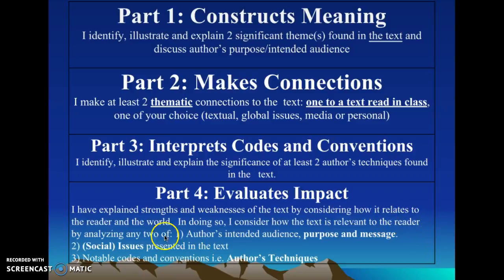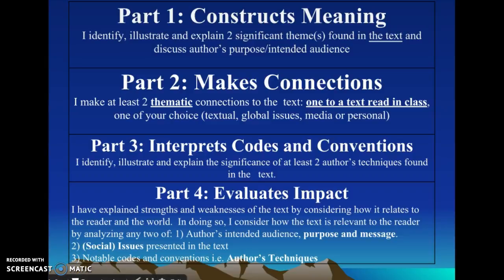and you consider how it relates to the reader and to the world. In doing so, you consider the text is relevant to the reader by analyzing any of the 2. So 2 paragraphs, you'll pick any of these 2. The author's intended audience, the purpose and the message, or social issues presented in the text, or notable codes and conventions. If you choose notable codes and conventions, you cannot repeat yourself from the previous section. You will not get the points if you repeat.